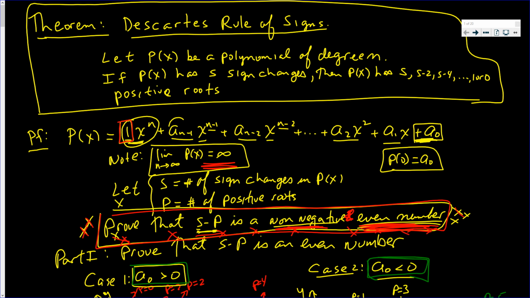Okay, why did it have to be positive s minus p? Think about that. Think about why the number of sign changes has to be bigger than the number of positive roots. It's in here. Look for it.